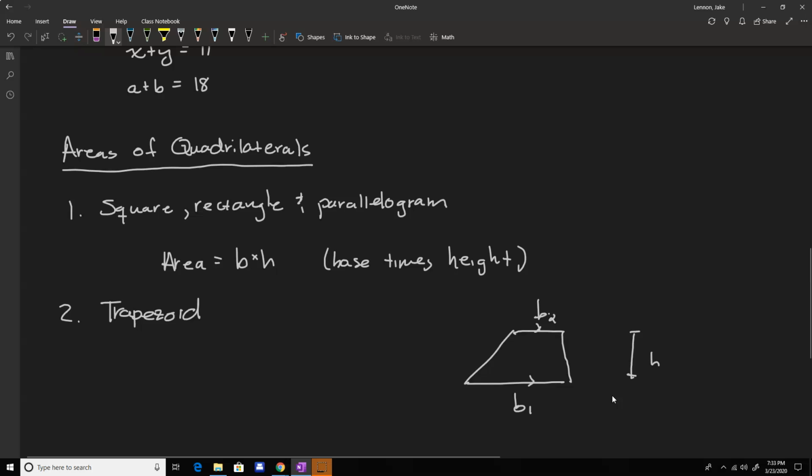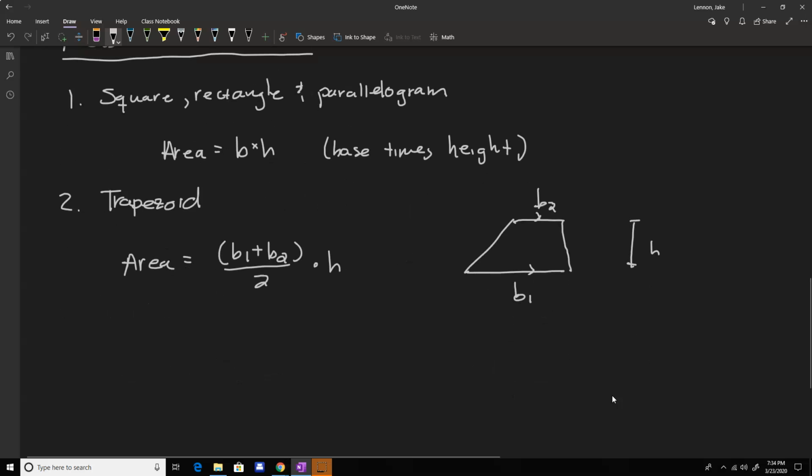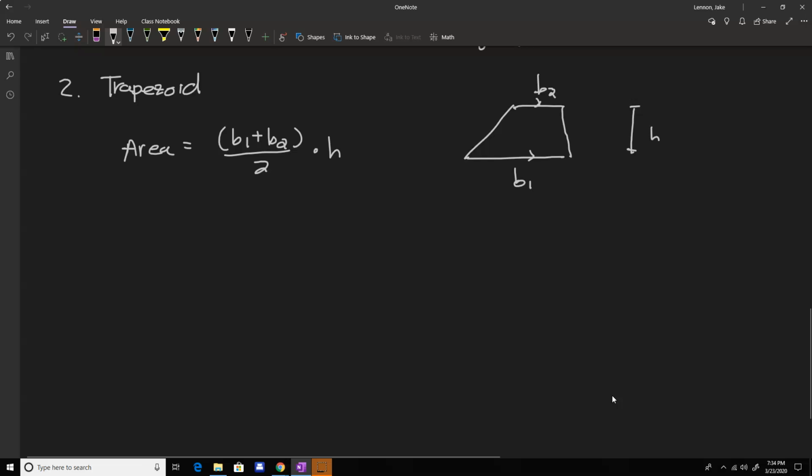So if you label both of those base 1 and base 2, then the formula for the area of the trapezoid is given by (base 1 plus base 2) divided by 2, times our height. The way I like to remember that is to imagine that if you could somehow smush this trapezoid into a rectangle, then the average base length would be the average of your two bases. If you add B1 and B2 and divide by 2, you're basically taking the average of the two bases. So let's look at an example where we find some areas.